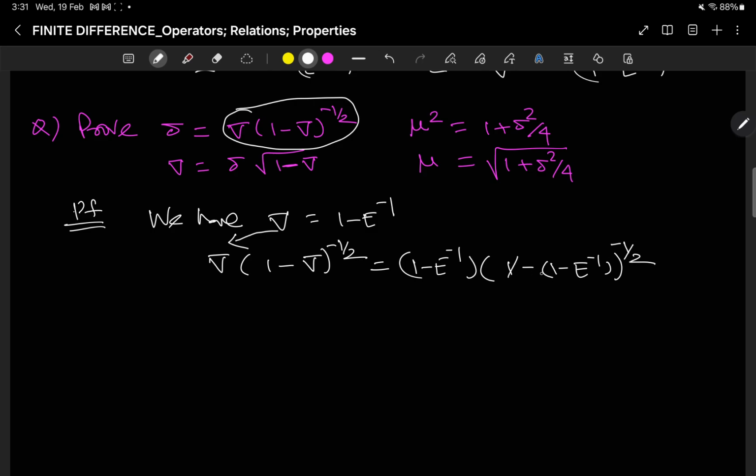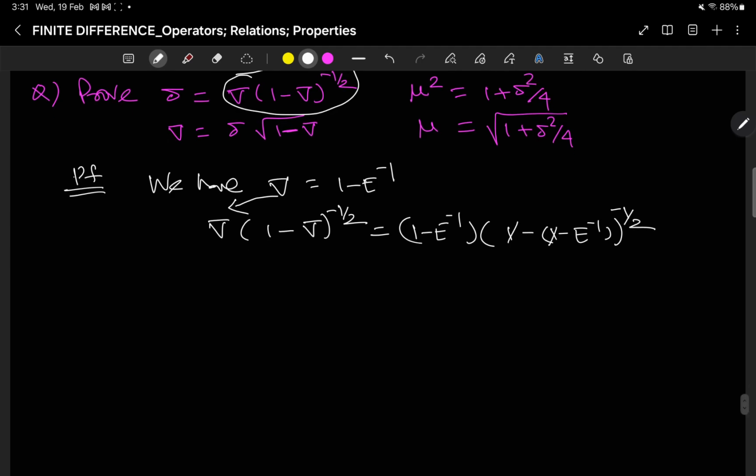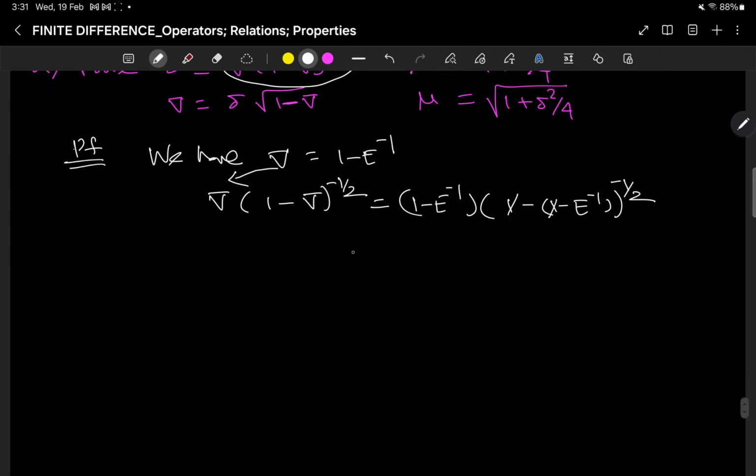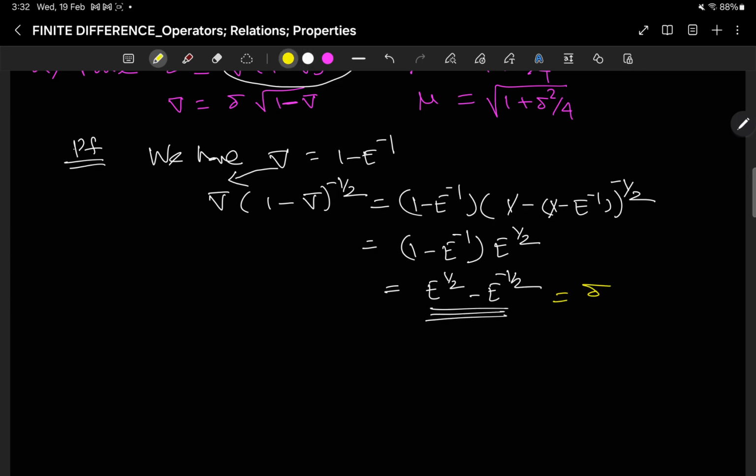Now if you simplify it, 1 minus 1 and 1 cancelled. So this will give you 1 minus e inverse into e to the power half. If you multiply it, it is e to the power half minus e to the power minus half. If you recall, what is this? This is your delta, is not it? So therefore we get delta is equal to this into 1 minus this to the power minus half.